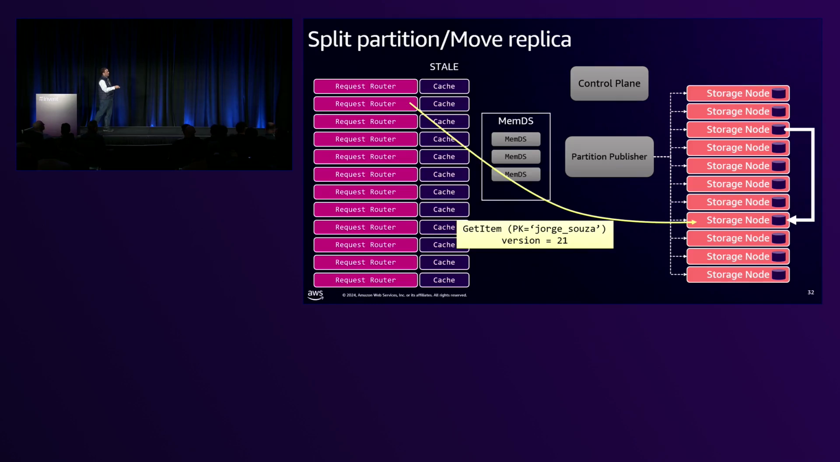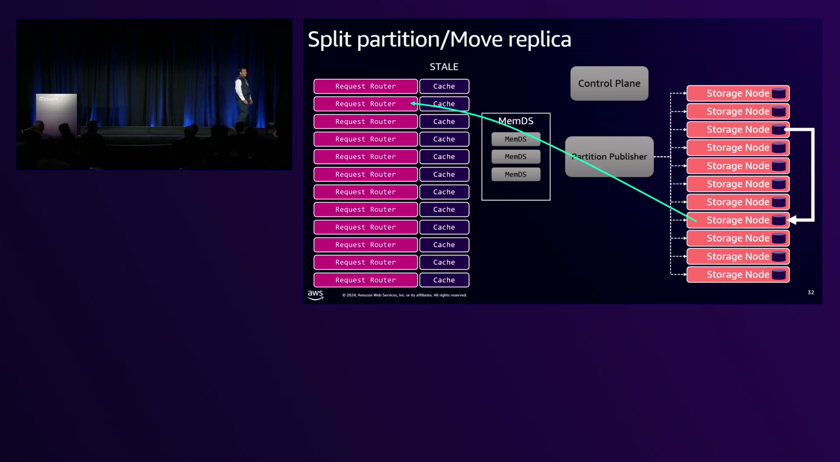Notice, nobody has touched MemDS yet. The request router updates its local cache, goes to the new storage node and says, could I have Jorge, please? I'm at version 21. Storage node replies with data. Your request is served. Over.